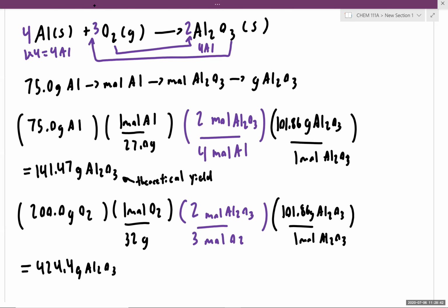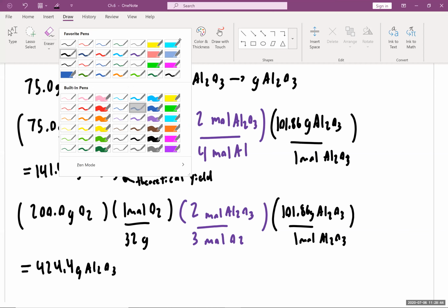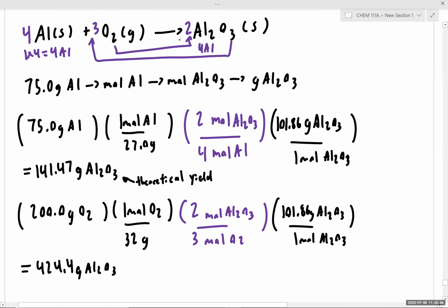So which reactant is limiting? Which reactant produces the least amount of product when consumed? Aluminum. Aluminum, exactly right. So aluminum is limiting. So we get out 142 grams of aluminum oxide.